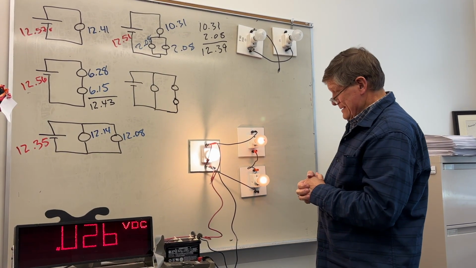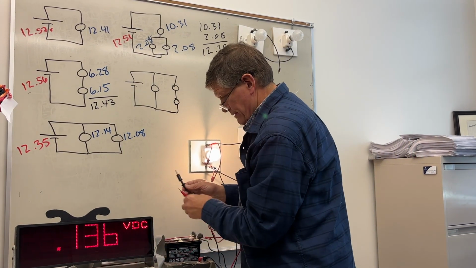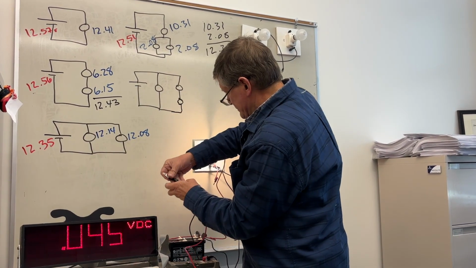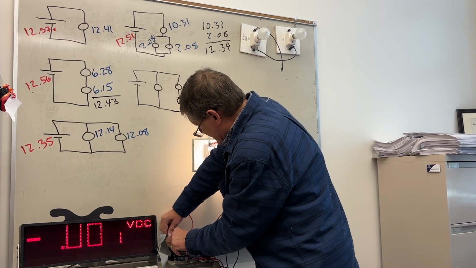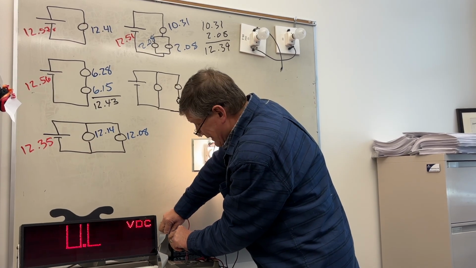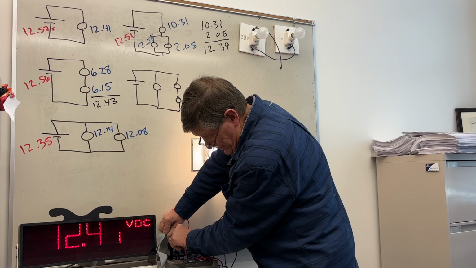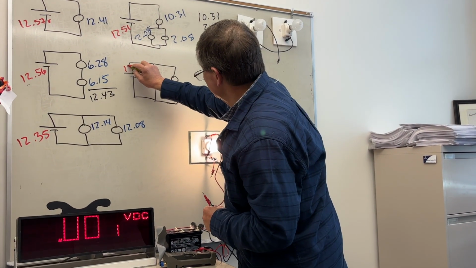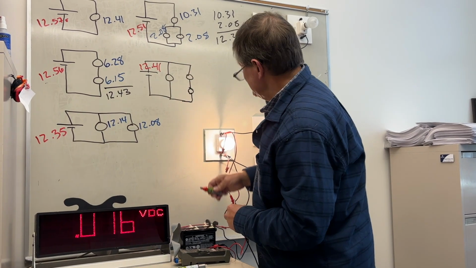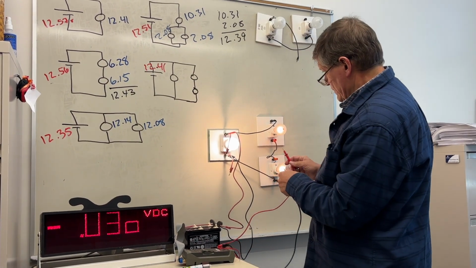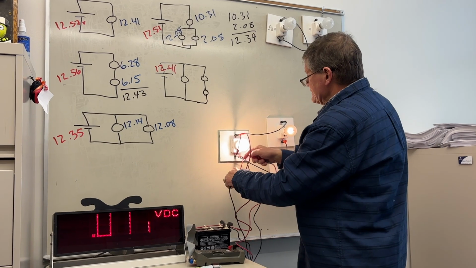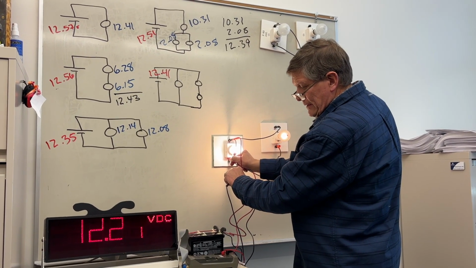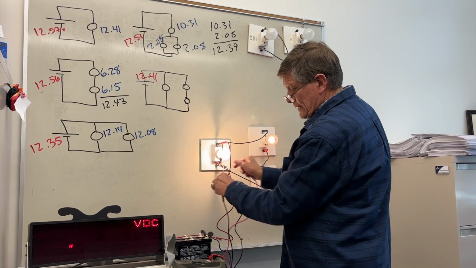Okay, so let's measure the voltage across the battery. Oops, had a 50-50 chance. 12.41. Okay, and now we're going to measure across the single bulb. We get 12.21.